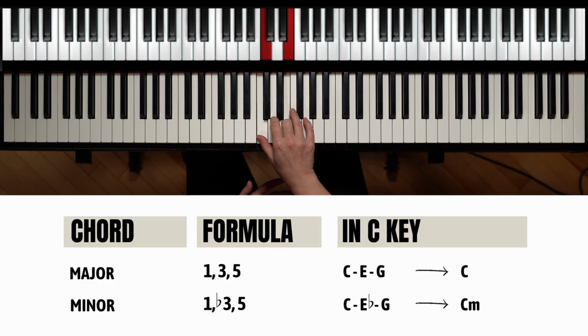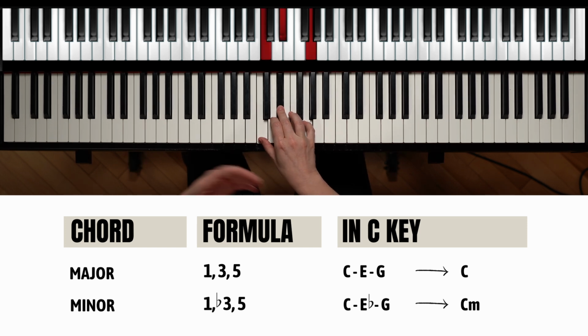We already know how to play 1, 3, and 5. This is the major chord triad. So now what's going to happen is that the 3, there's a flat on 3. When we have a flat, we have to go a half step lower. That's it. You have your minor chord, you have your C minor chord.